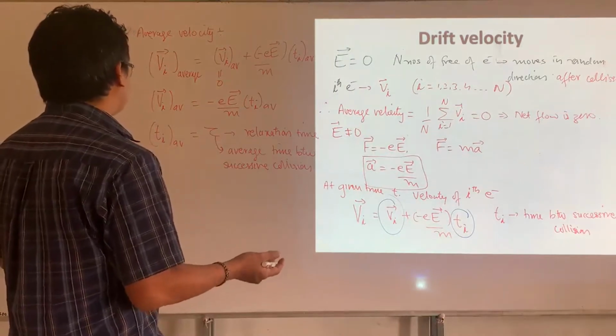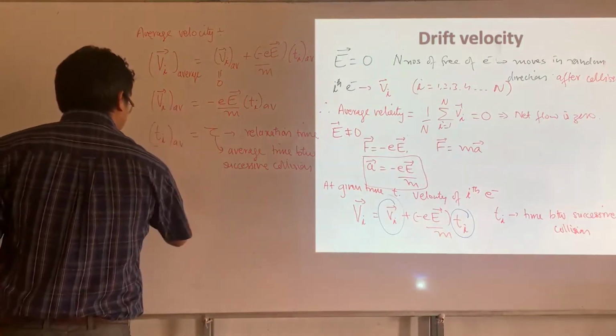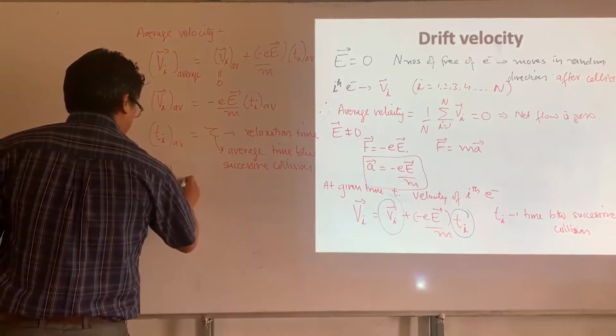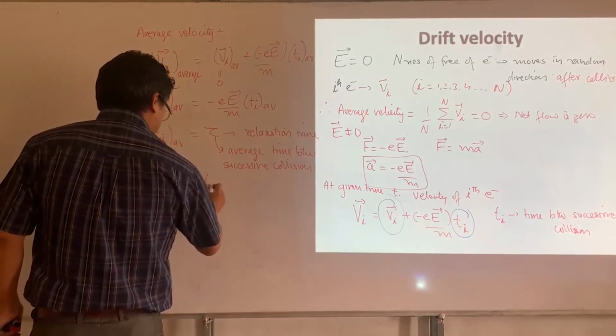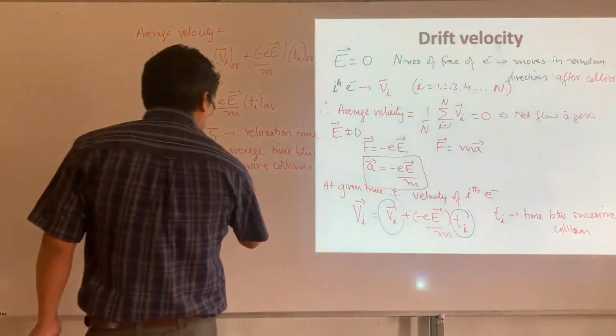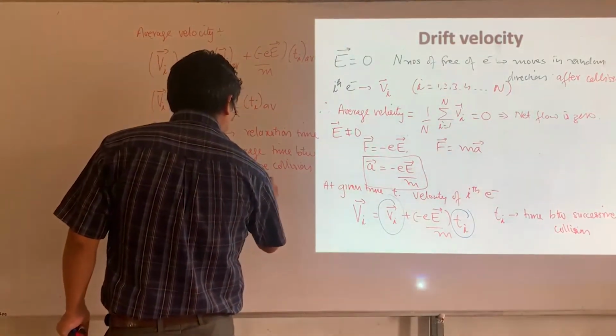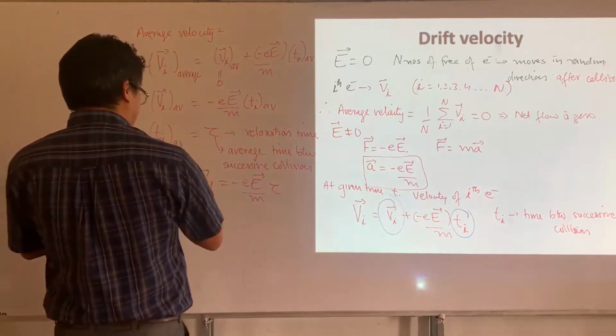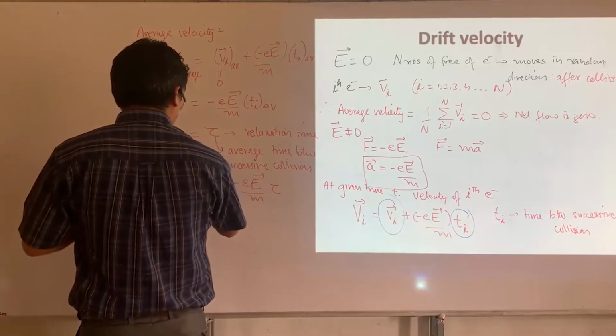Now I take this average. Once I take this average, this average velocity is what we call drift velocity, which is going to be minus eEτ over m. This is the final expression. This is what we call the drift velocity.